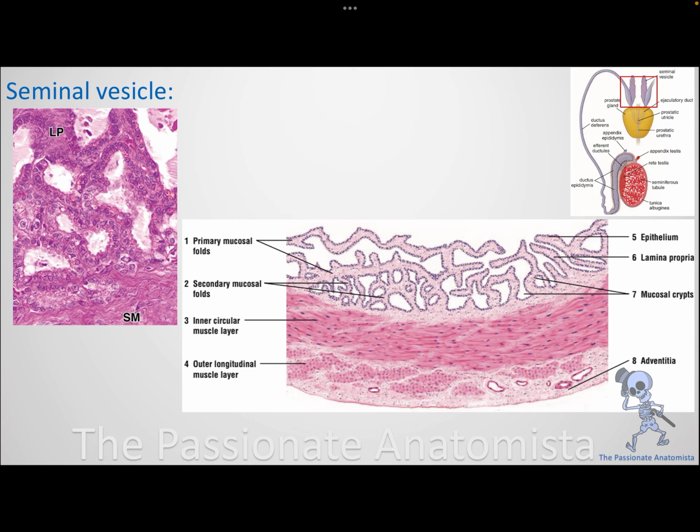Now, moving on to the first gland that we have in the male system, a very important gland, the seminal vesicle. Again, we have muscular layers, because we need contraction of these muscles to help us get the secretions out of the glandular tissue that we have here.